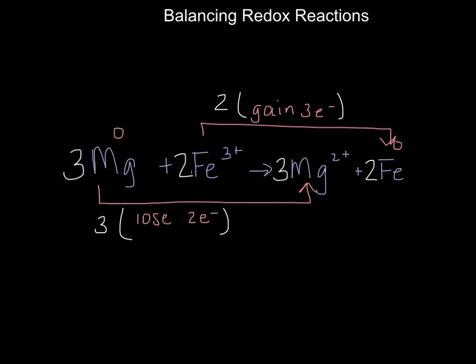And now to double check my charges, I have 3 times 0 is 0, and 2 times plus 3 is a positive 6. So I have a positive 6 charge on my reactant side. Over here, 3 times positive 2 is 6, and 2 times 0 is 0. So over here I also have a positive 6 charge. So my charges are balanced and my number of atoms are balanced.